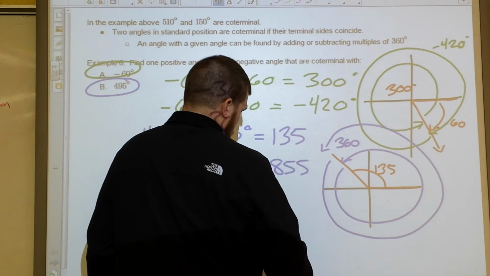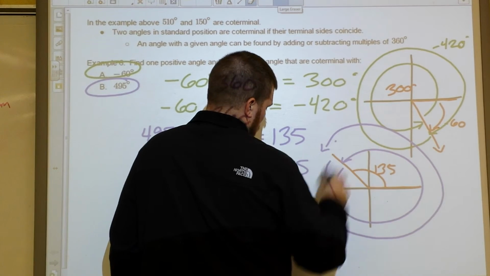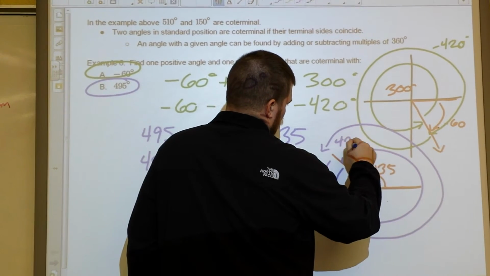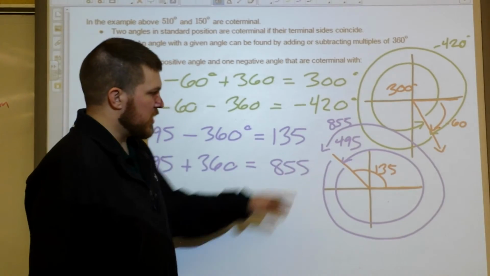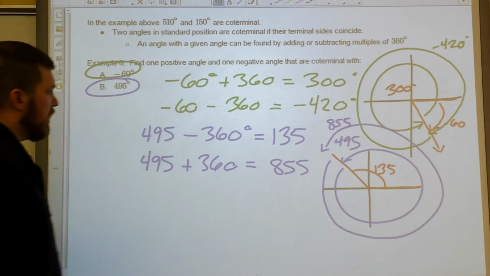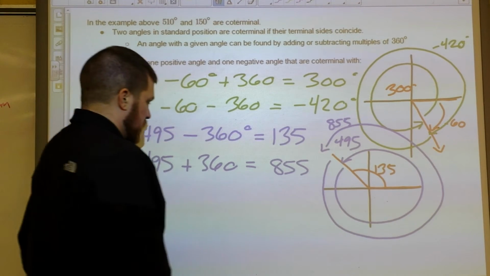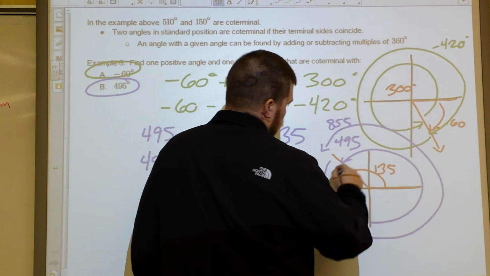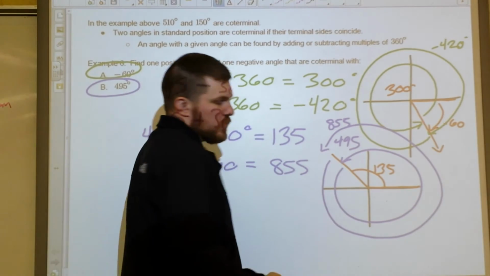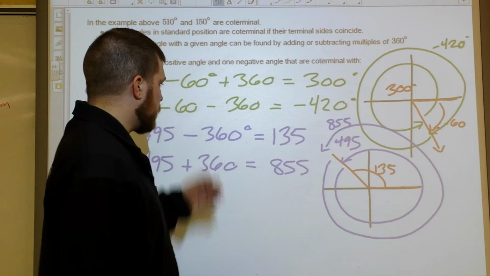Now, if I wanted to get to 855, what I would do is 495 plus another 360. That was 495, so here we're at 855. Again, these are all positive, so I'm rotating counterclockwise. Now, if I wanted, I could do the same thing and go backwards. I could subtract 360 and go around this way, subtract 360 as many times as I wanted to. But I've got all the measurements that I found.